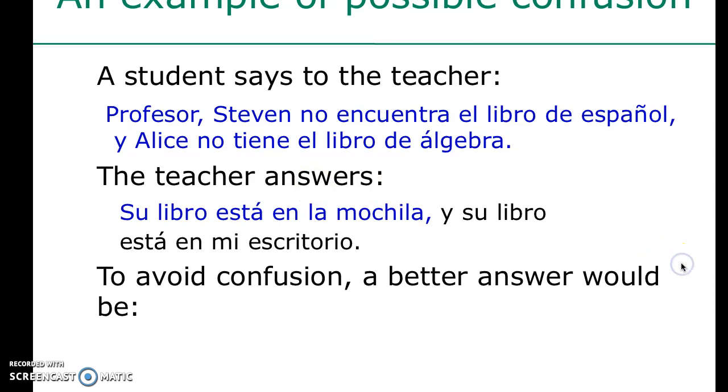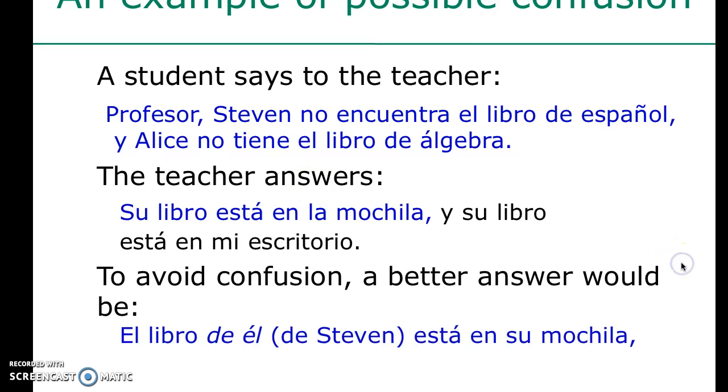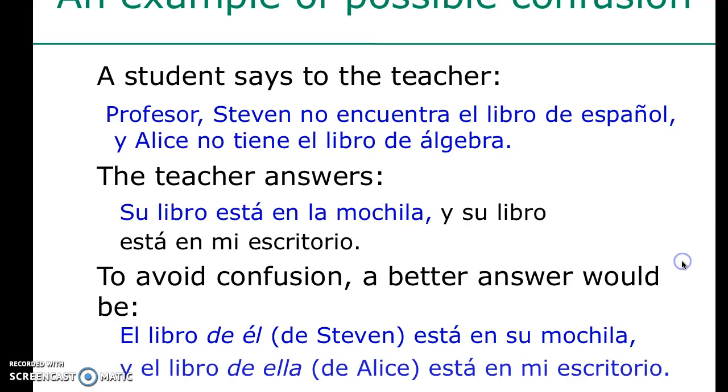So it would probably be better to say el libro de él or el libro de Steven está en su mochila. Y el libro de ella or el libro de Alice está en mi escritorio. So remember, you're going to end up using these quite a bit for clarification when it comes to the su or sus if it's not clear. We're in a situation like this where it's definitely not clear.